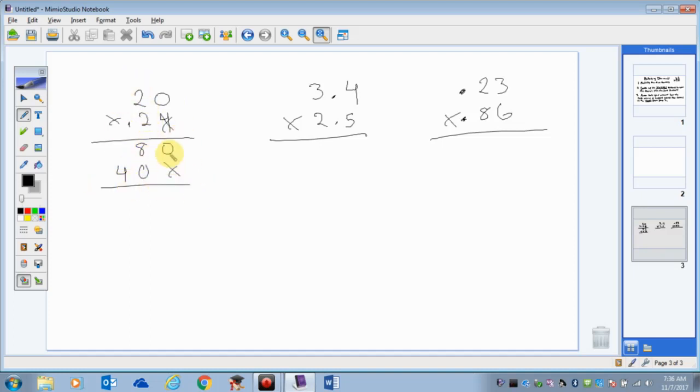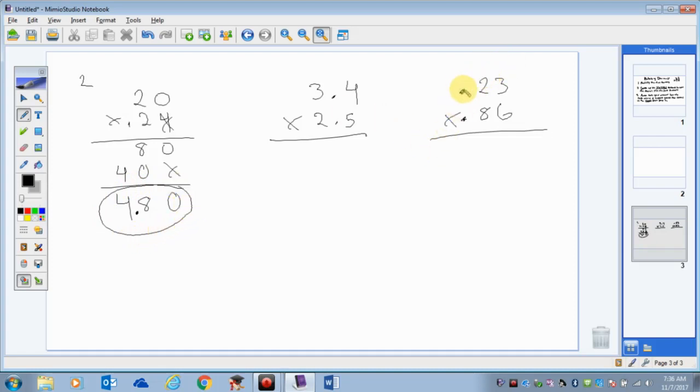So we add this up. We have 0, 8, and 4. And we counted 1, 2 behind the decimal, so we can go ahead and even write that up there. There's going to be 2 places behind the decimal. So in order to have 2 numbers behind the decimal here, the decimal goes there. So 20 times 0.24 is 4.80.